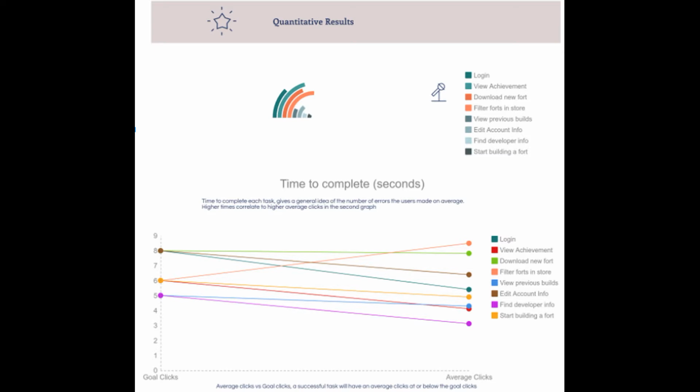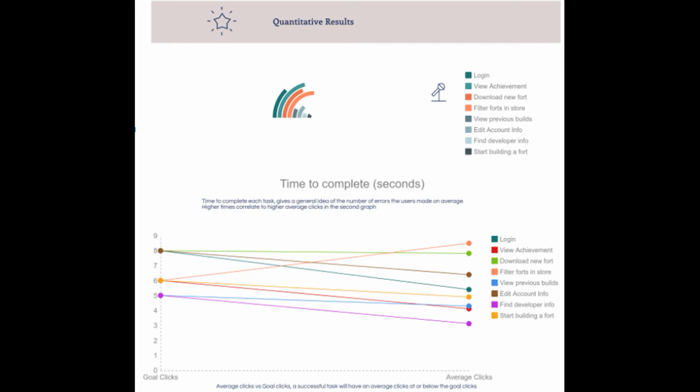There was one task that had a higher error rate than the others, this being the user attempt at filtering forts in the store. This may have been due to the wording of the question or that the feature had visibility issues. With rewording of the question, this will be resolved in future user testing.